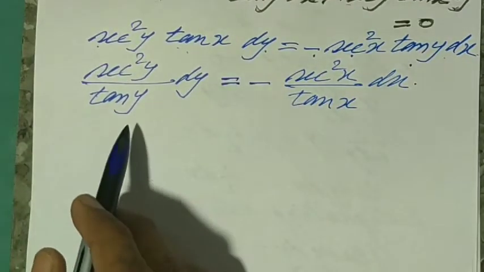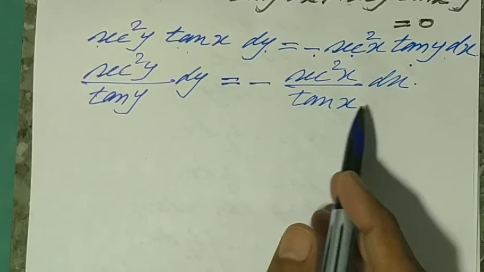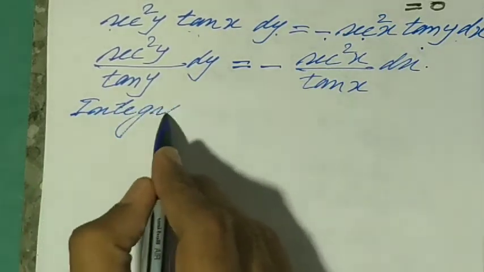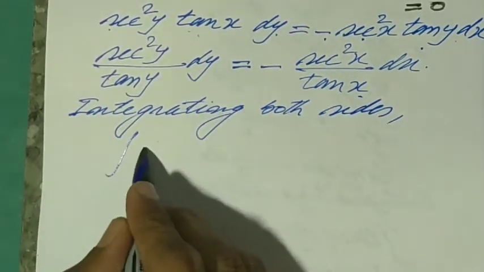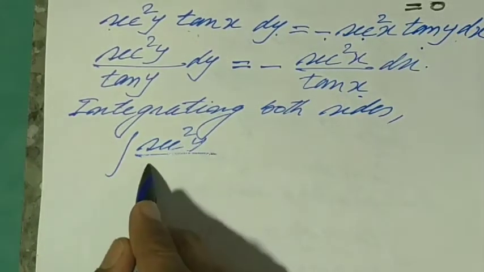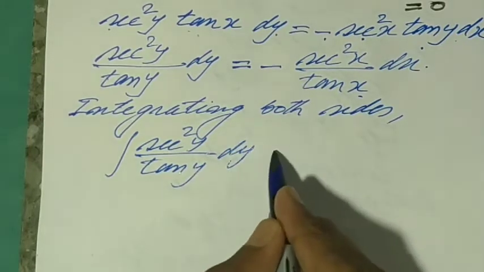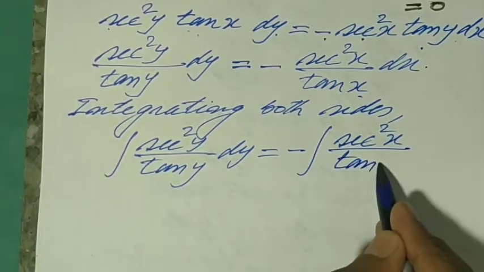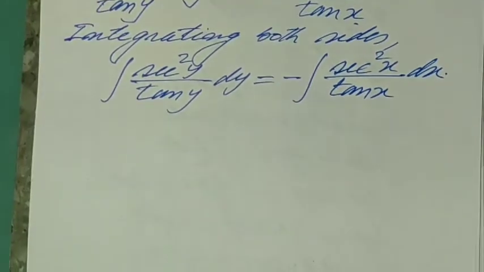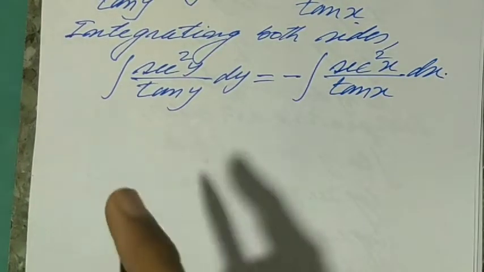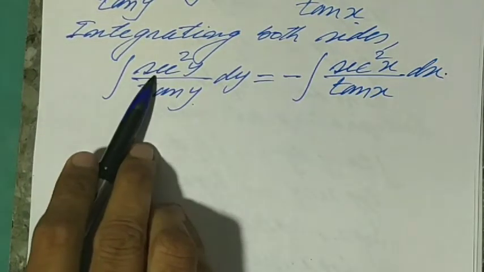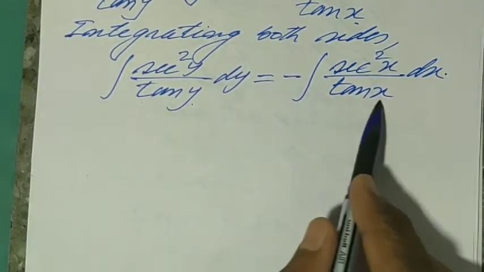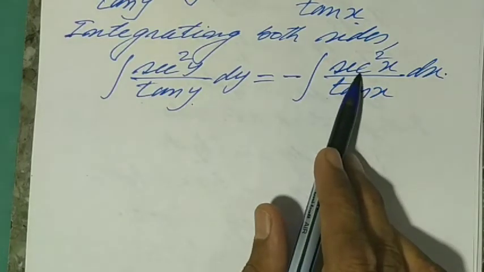This is exactly the same format as f(y) dy is equal to phi(x) dx. So the next step is to integrate both sides. So integrating both sides, integral sec square y upon tan y dy is equal to minus integral sec square x upon tan x dx. Now it's quite clear this is a case of substitution, because the differential coefficient of tan y is exactly sec square y, and on the right hand side also this is a case of substitution because the differential coefficient of tan x is exactly equal to sec square x.